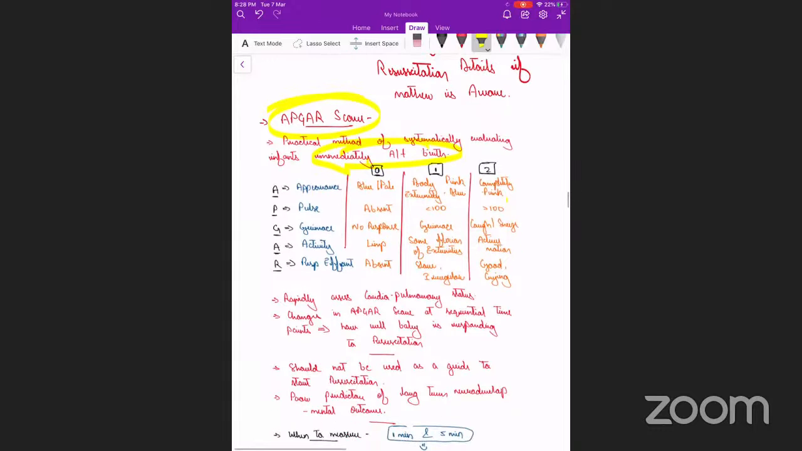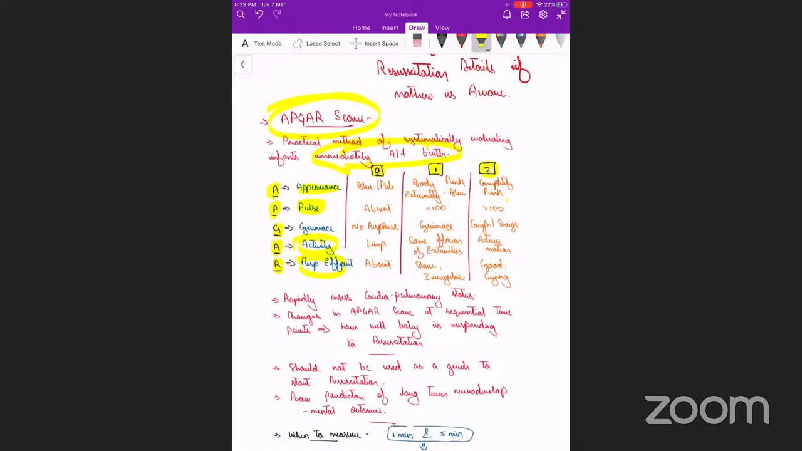Fine. So the Apgar score was given by Virginia Apgar, and it stands for A for appearance, P for pulse, G for grimace, A for activity, and R for respiratory efforts. Based on this, a score of 0, 1, and 2 is given. So you need to know the components of Apgar. I'll repeat once again: A for appearance, P for pulse, G for grimace, A for activity, and R for respiratory efforts. And a score of 0, 1, and 2 is given.